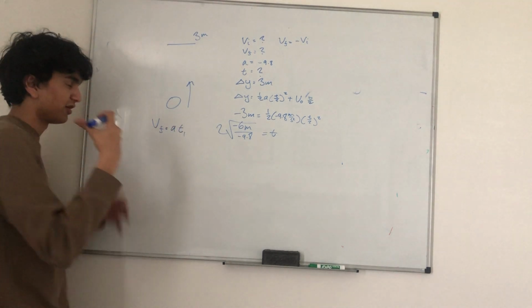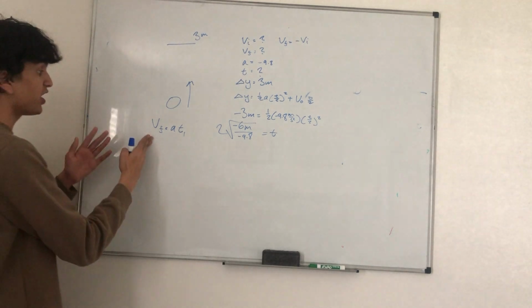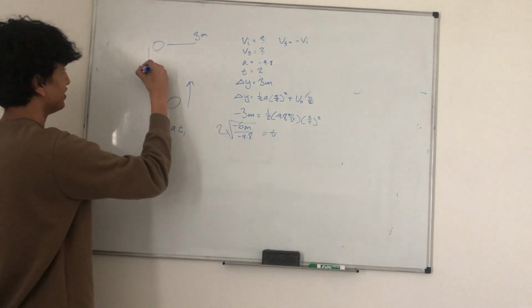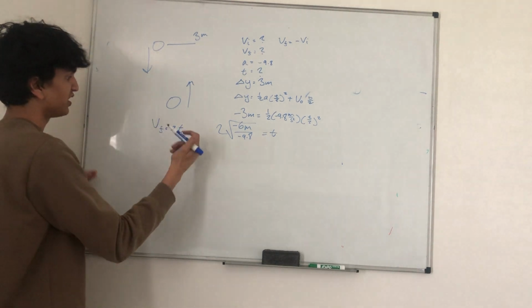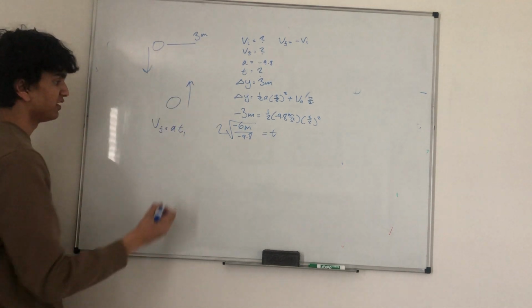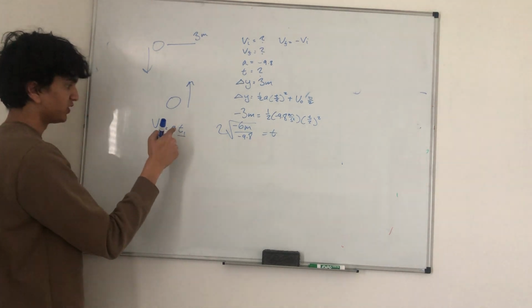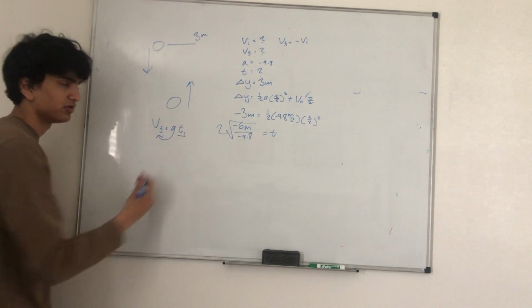So how do I explain this? V final is just going to be from here all the way down, right? So it's going to build speed as it's falling down. So the initial velocity will be 0 up at the top, and then it's going to take a certain amount of time to accelerate to V final, right?